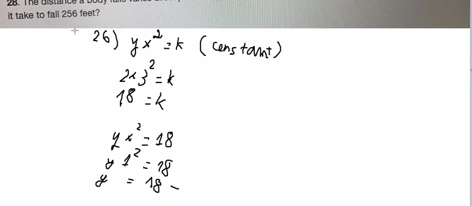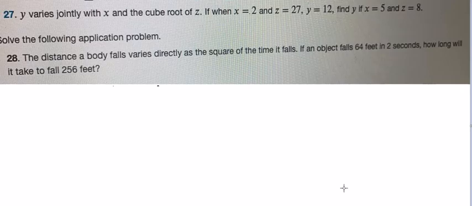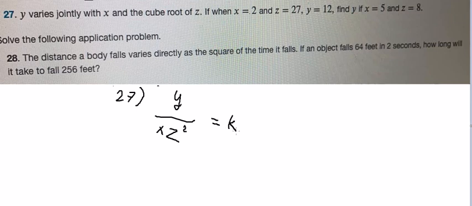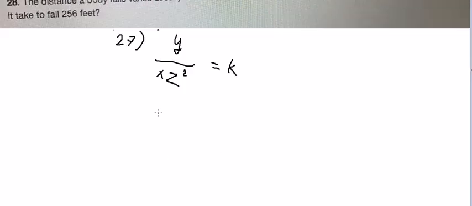Now let's go to number 27. Number 27, y varies jointly with x and the cube root of z. That should be y over x multiplied by the cube root of z, and we put k as a constant. So we have x, z, y. We put everything in here. So we have y equal to 12.